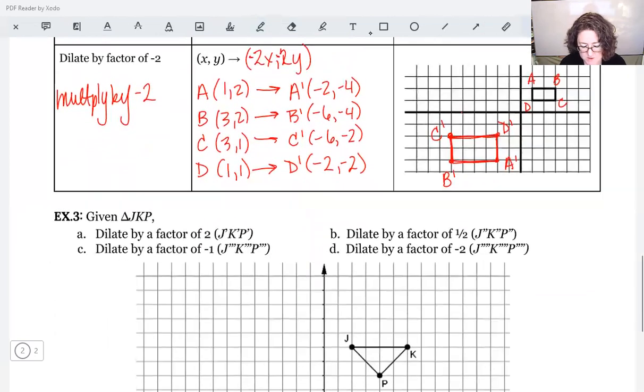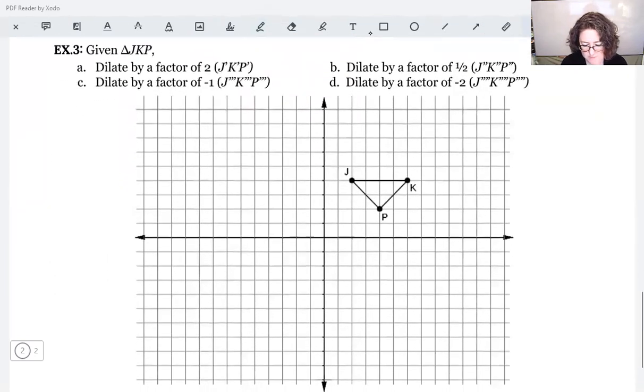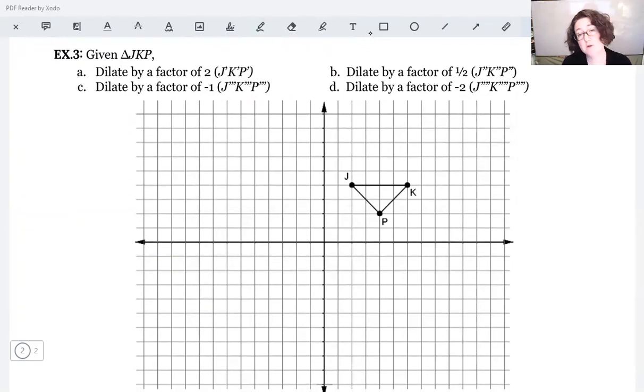Okay, here we go. So we are given a triangle, JKP. And again, we don't have the coordinates written down, even though they're labeled really nicely. So I'm going to go ahead and write those down. Our coordinates for J are (2, 4). Coordinates for P are (4, 2).